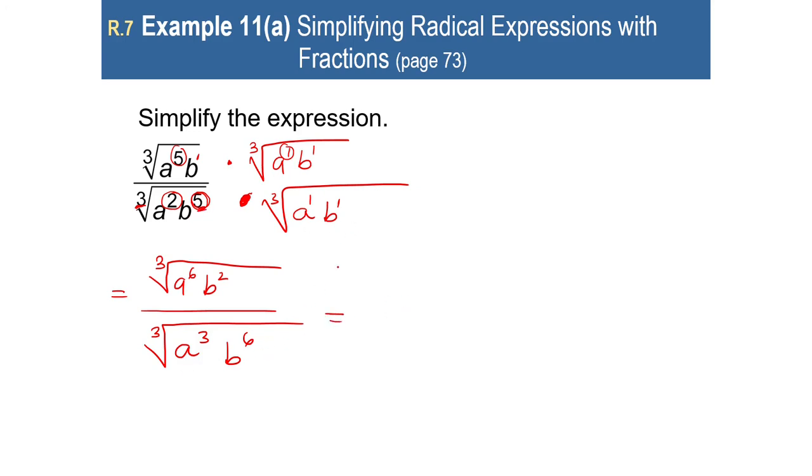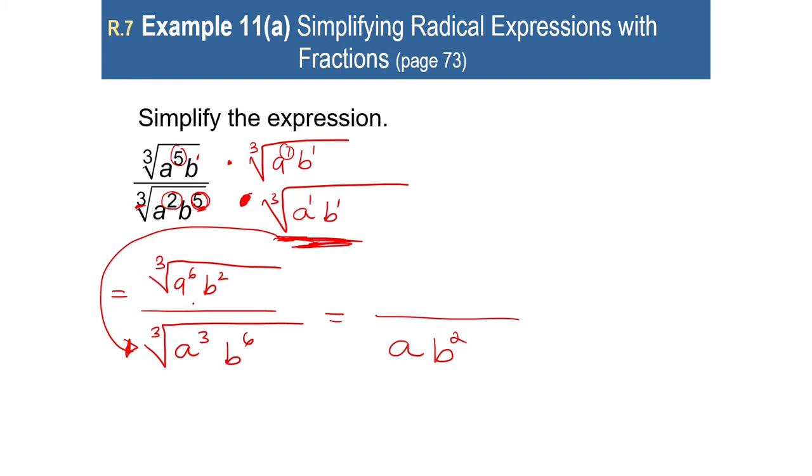Now, the reason we chose this is because we want a perfect group of 3 on the bottom. So let's make sure that's the case. 3 divided by 3 gives me 1. There is only one group of 3 for a. 6 divided by 3 is 2. This is b squared.